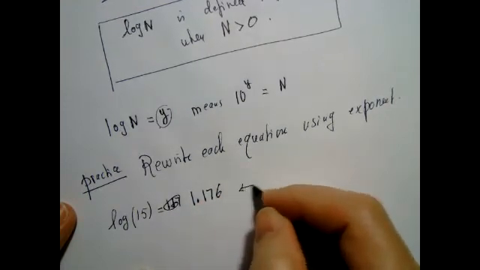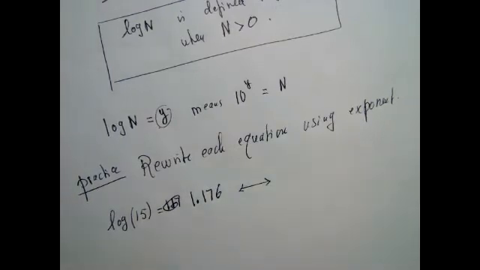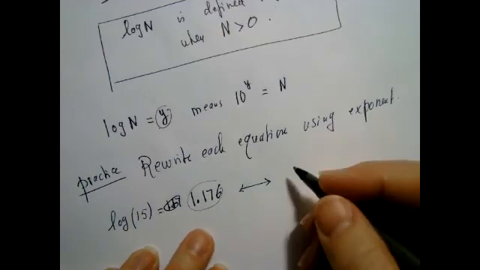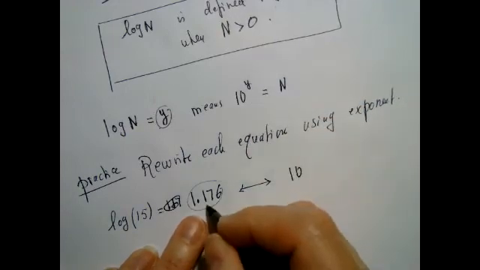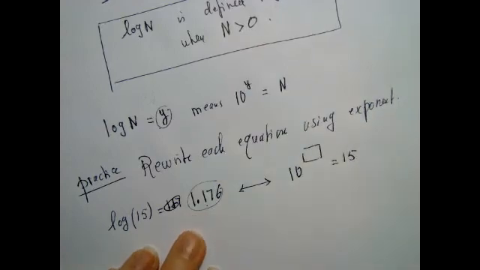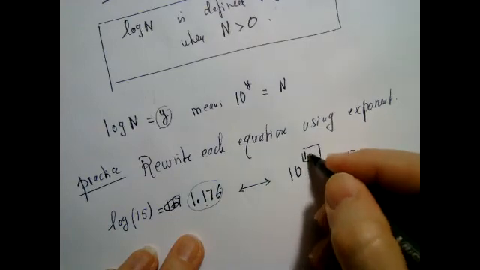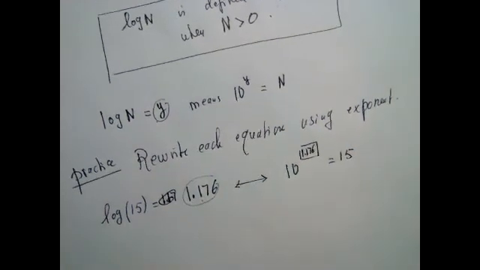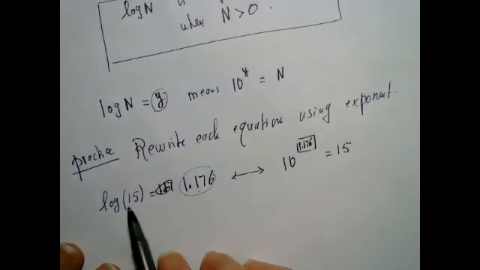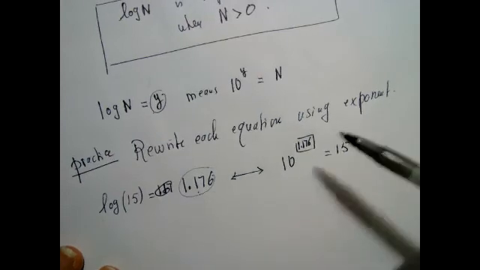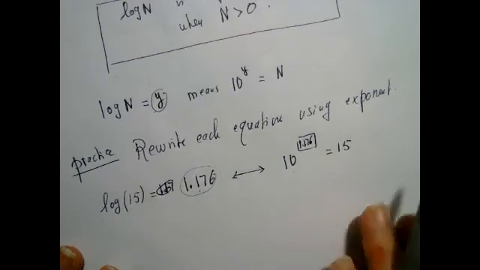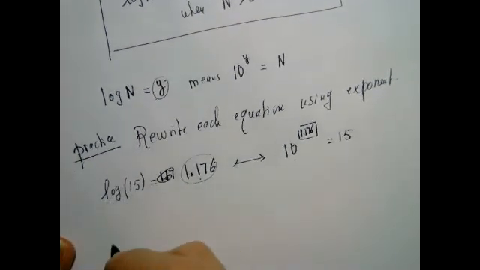What do I mean by using it as an exponent? What does the 1.176 represent? It means that the output is the power of 10 that gives you 15. That's really what it means. So 10 to the power 1.176 is equal to 15. That's what I mean by using the exponent. When I take log 15 and I get a number, this number is the power of 10 that gives me 15. So we're switching the input and output. I'm going to give you 2 problems along those lines.